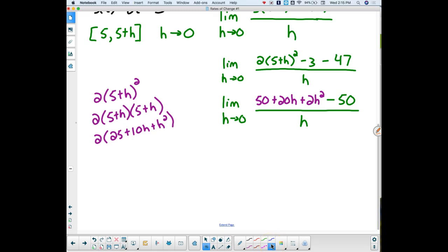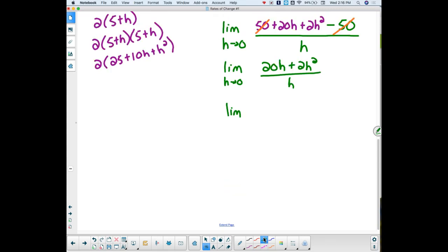Now, here's where this one is nice. All of your non-h terms should drop out. 50 is my only non-h term. 50 minus 50 is 0. Now I've got nothing but h terms there. And since I'm dividing by h, that simplifies to 20 plus 2h.